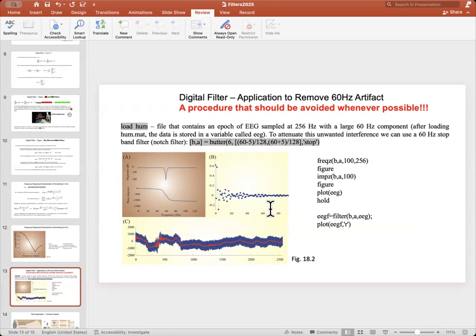That's one example of how you could use the filter. And as you can see, it can do a spectacular job in the sense that it can make a totally unusable recording into something that you can at least interpret.